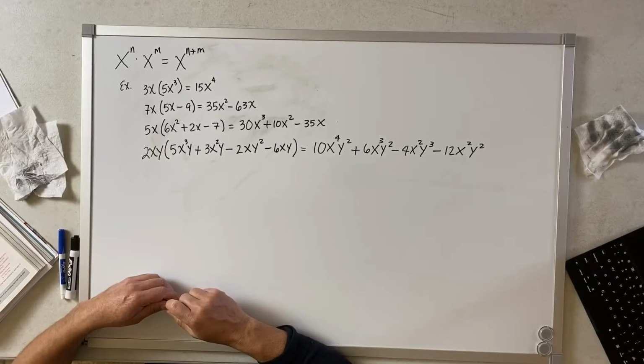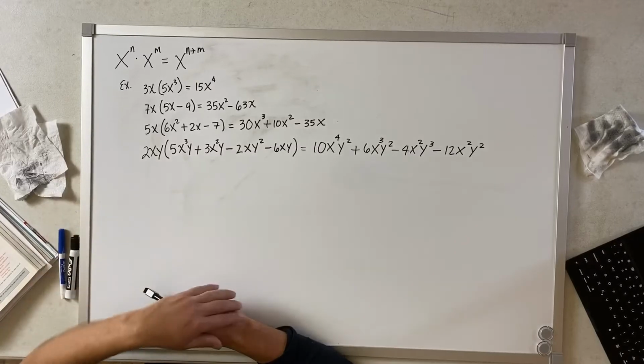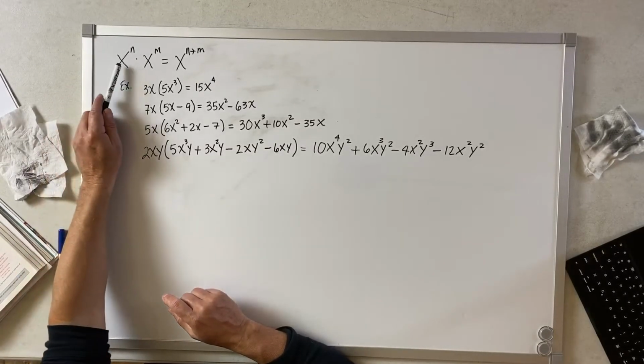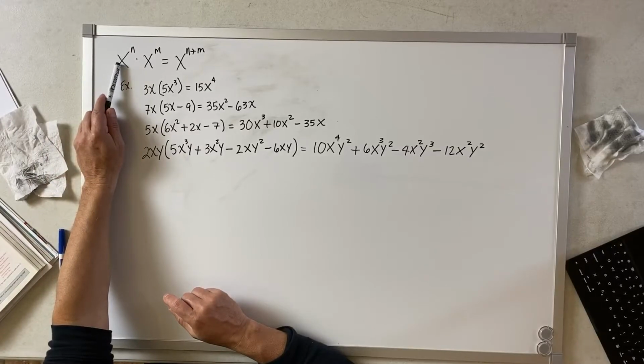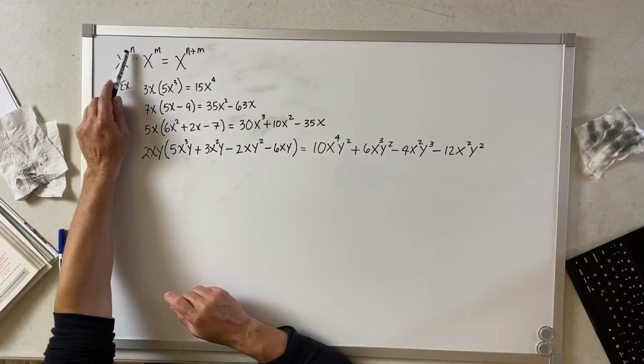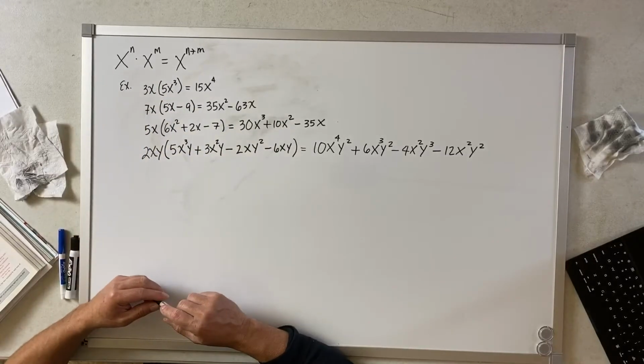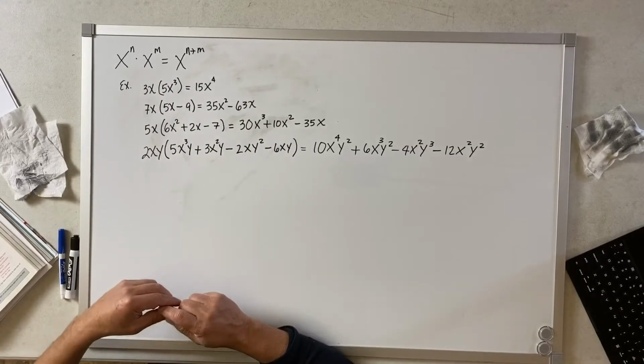And so that's a monomial times any polynomial. All you do is basically distribute, and you use the product rule for exponents. Look, x to the n times x to the m, you just add the powers.